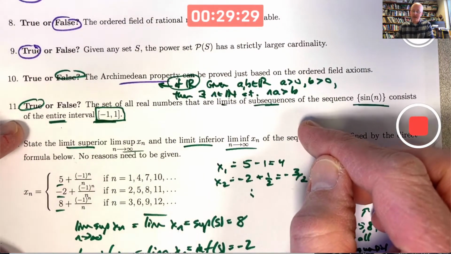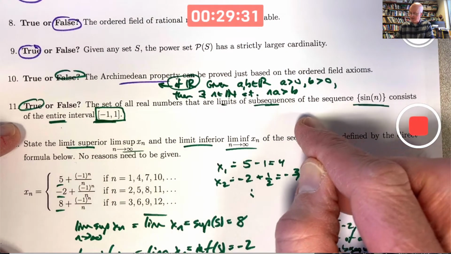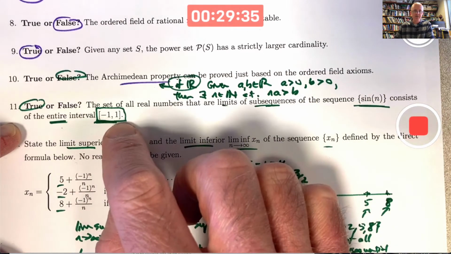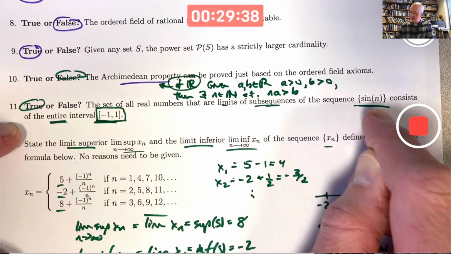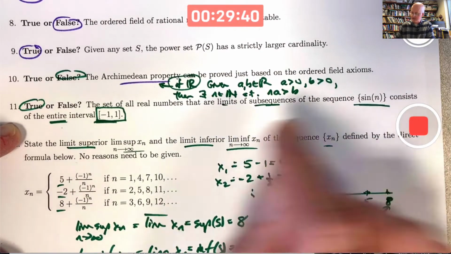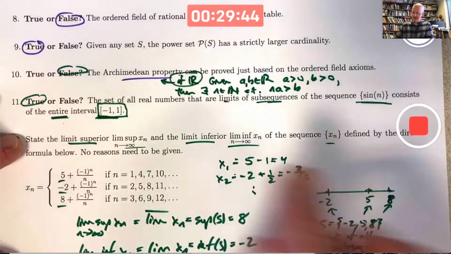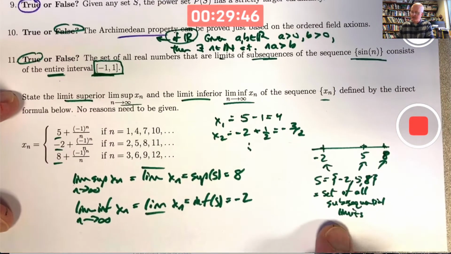Back with problem 11 here, that's actually good to think about as well. The limsup of this sequence is actually positive 1, and the liminf of the sequence is negative 1. Limsup is 1, liminf is negative 1. And this interval is S, the set of all subsequential limits.